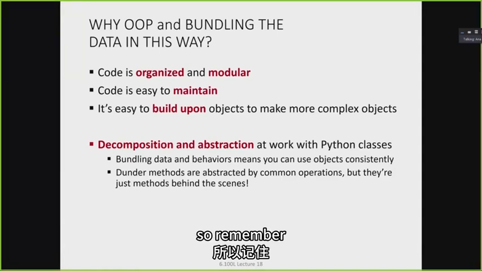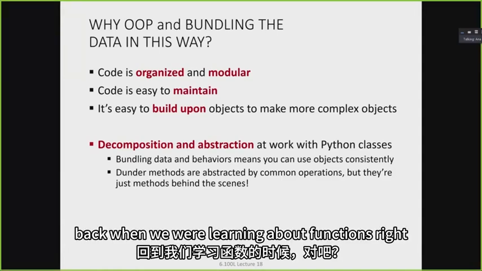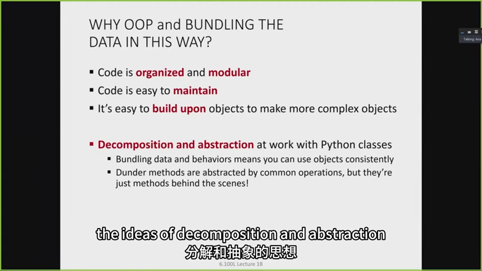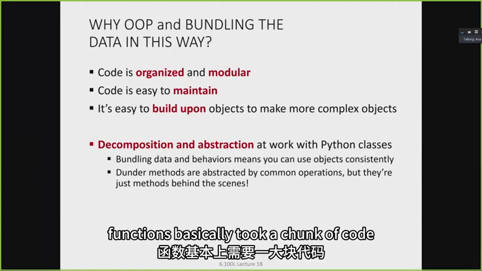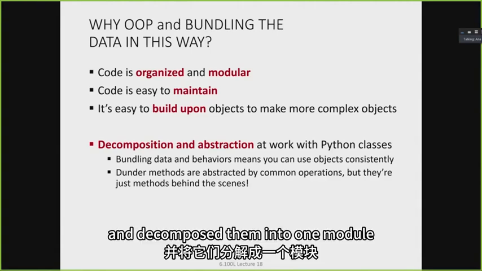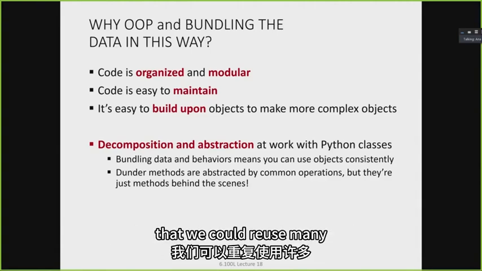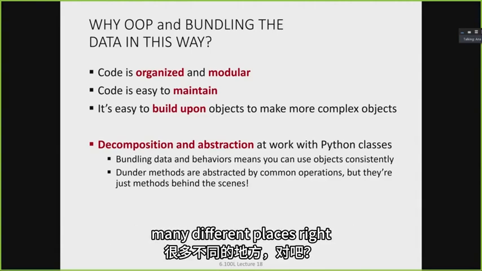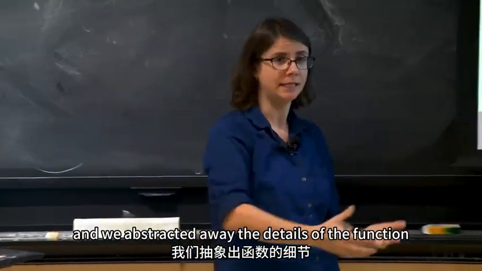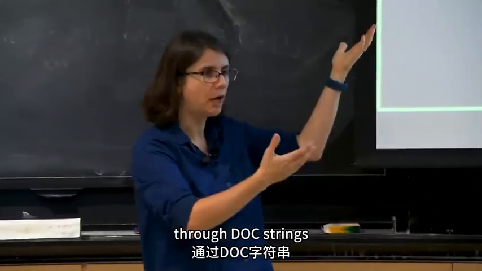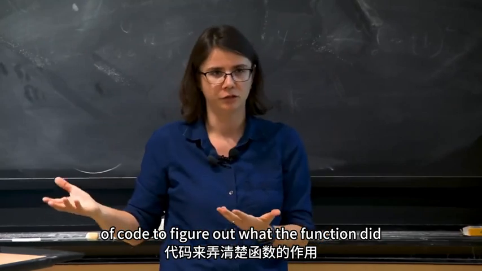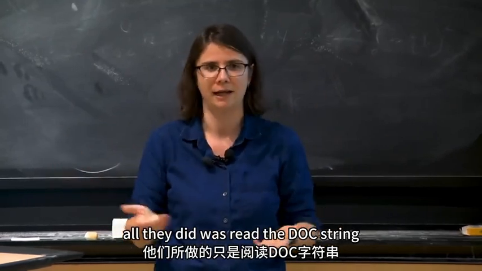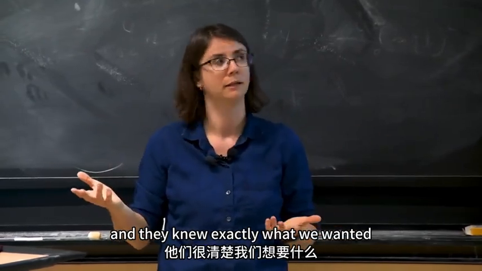So remember, back when we were learning about functions, the ideas of decomposition and abstraction were very important. Functions basically took a chunk of code and decomposed it into one module that we could reuse in many different places. And we abstracted away the details of the function through the docstring, so people didn't have to slog through a whole bunch of code to figure out what the function did. All they did was read the docstring, and they knew exactly what we wanted.